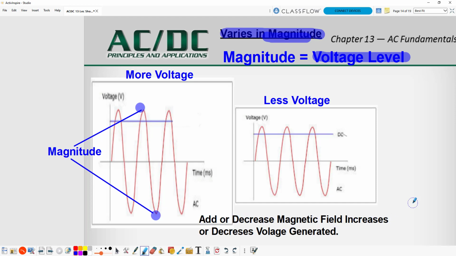We can vary the magnitude of the waveform with our generator by increasing or decreasing our magnetic field, or the amount of wire that we send through the magnetic field. We can vary the amount of our voltage.